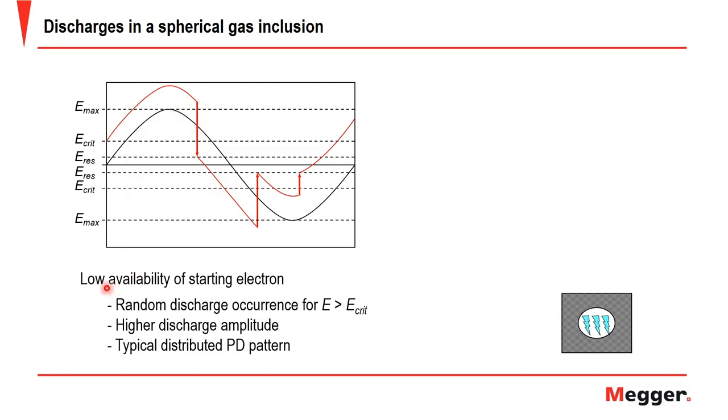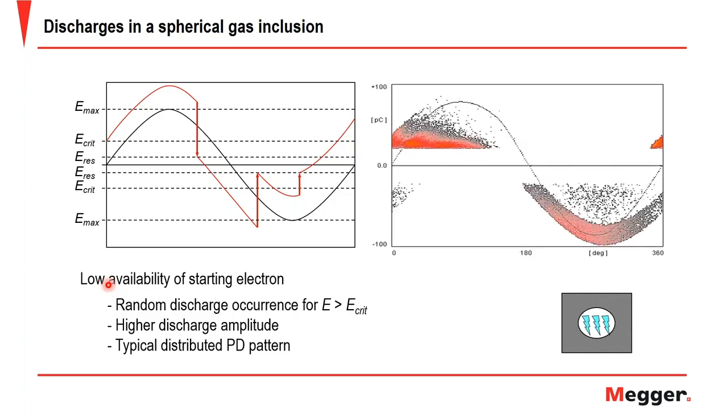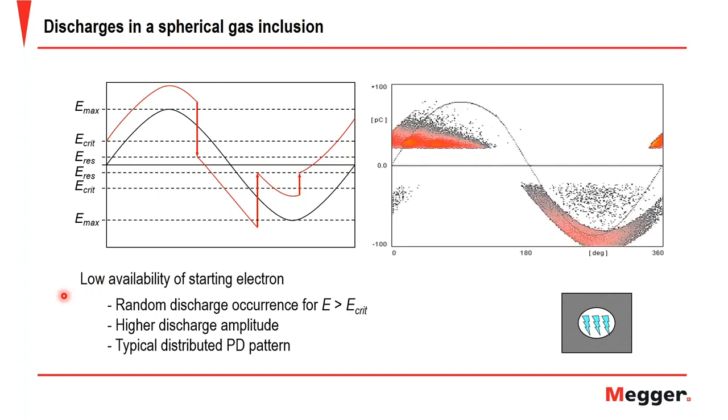And in this case of low availability of free electrons, the electrons start the avalanche after a time lag derived from the natural radioactivity that causes this delay. And here we have the typical phase resolved partial discharge pattern for such a case, where we have a higher amplitude and lower availability of starting electrons.